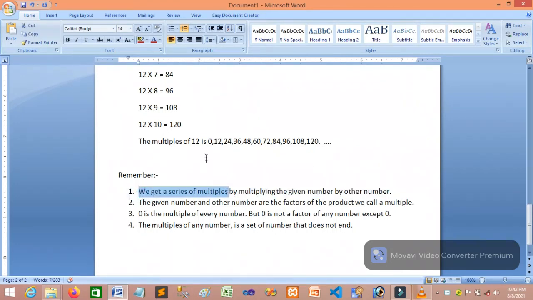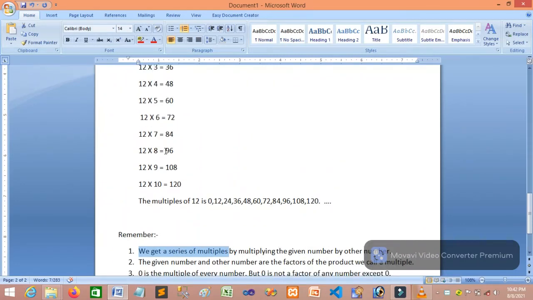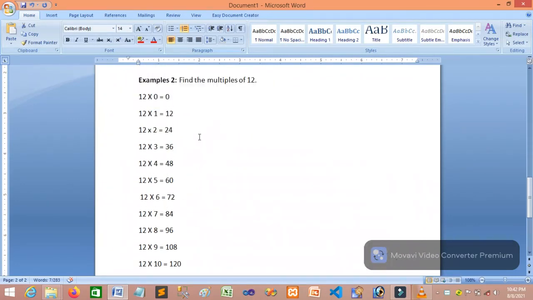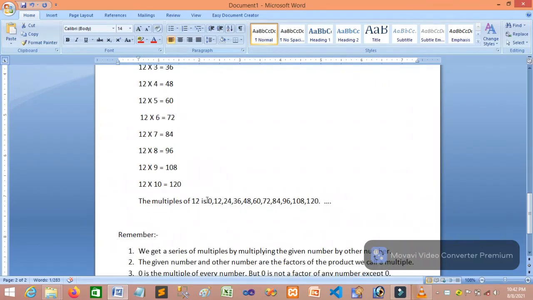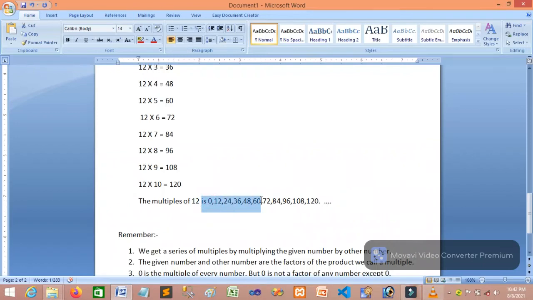Series of multiples means, if you take the previous example, I want to find out the multiples of 12. So it's a given number. Then finally we got some multiples. If you look at it, it's a series of numbers. How can we say it's a series? 0, 12, 24, 36, 48, 60, 72, 84, and so on. It means each and every number has some exact gap, some pattern. So we call it a series.